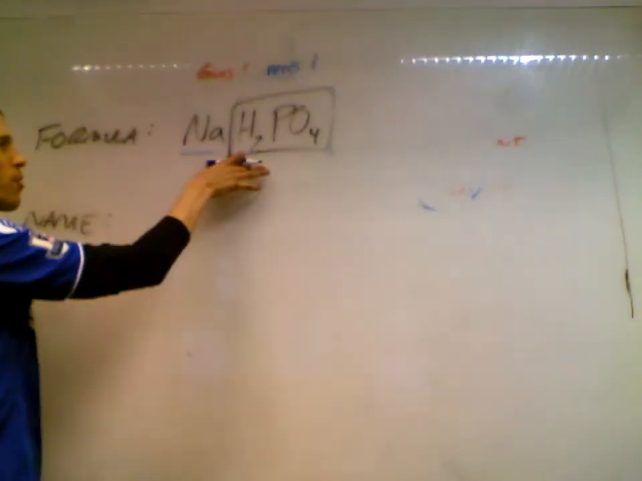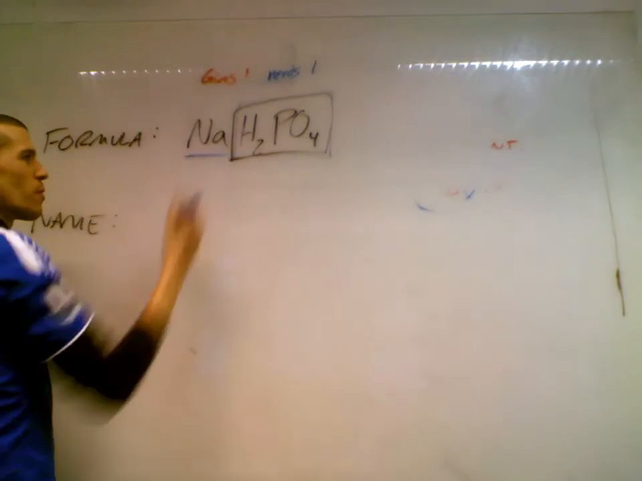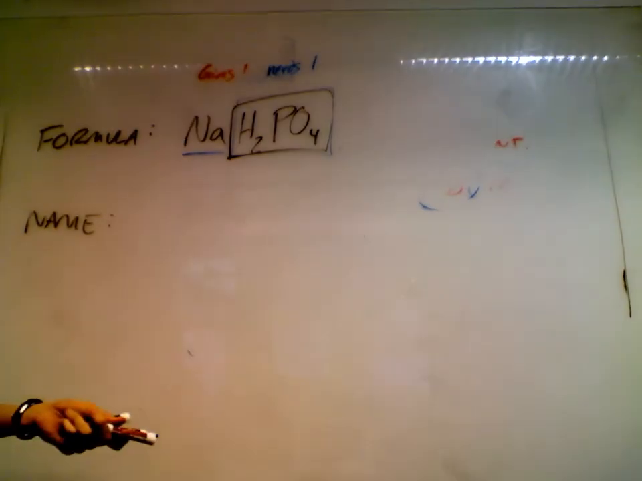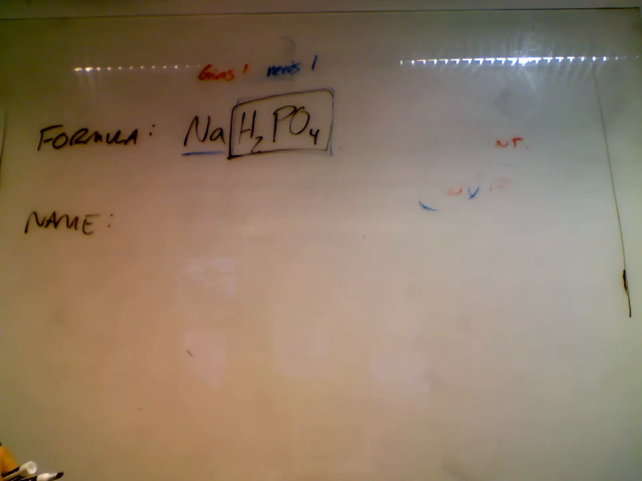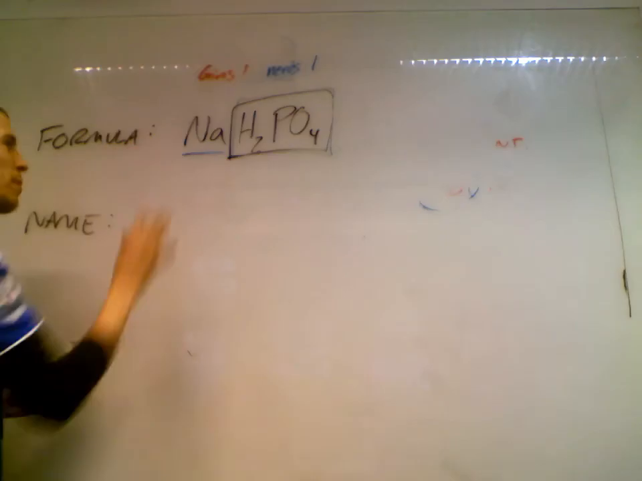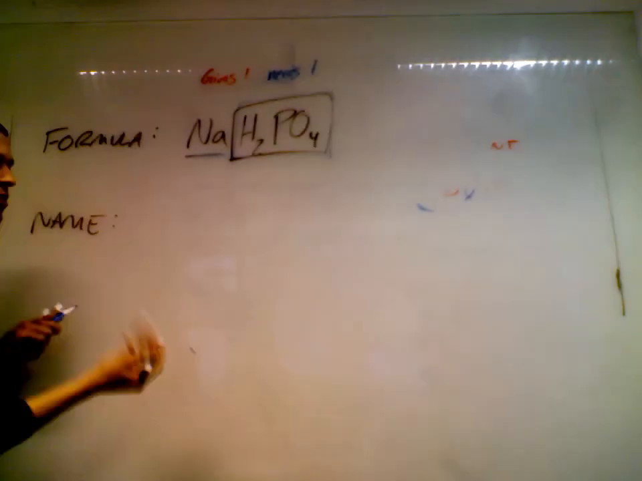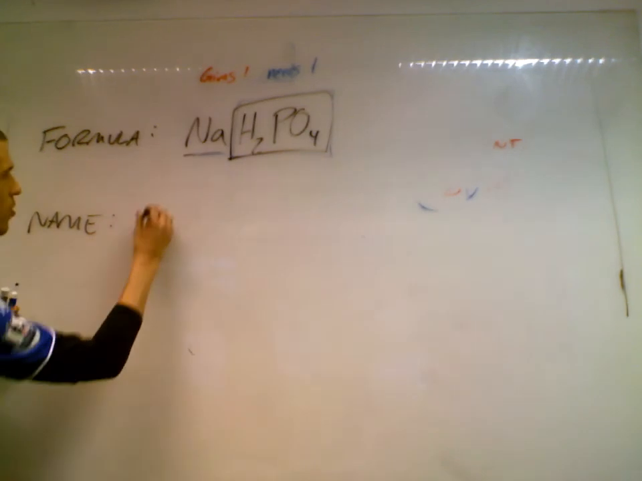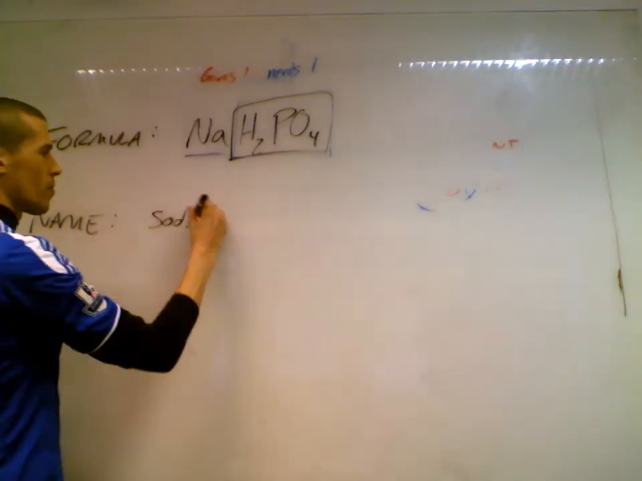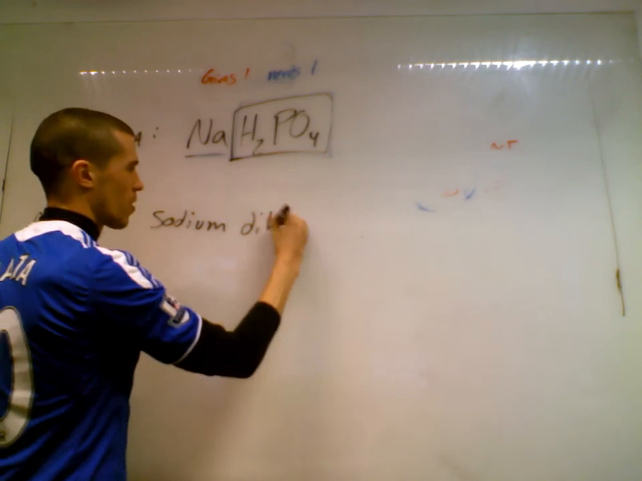And you know, this is not a transition metal, so we wouldn't have had to do anything differently anyway. So we don't have to write the one, because it's not a transition metal. I just did that to make sure. So this is going to be sodium dihydrogen phosphate.